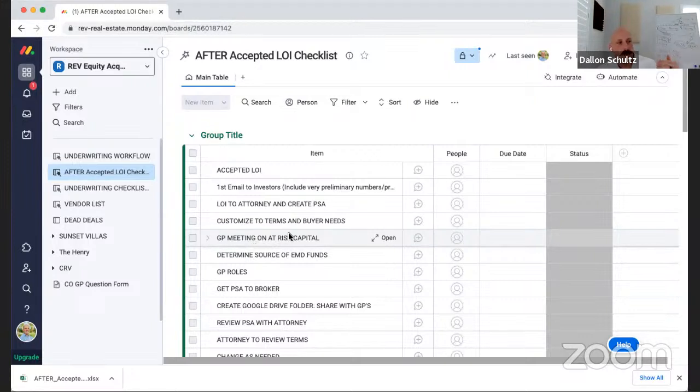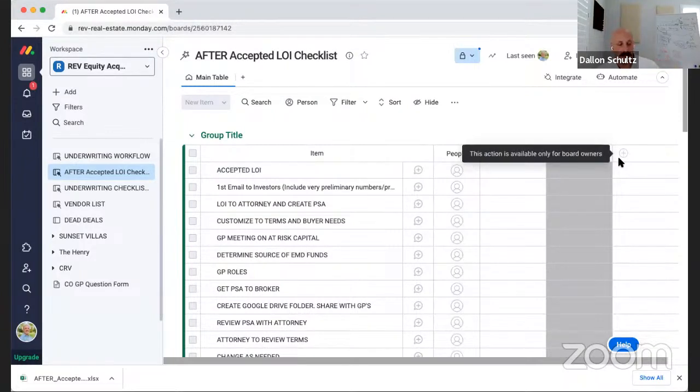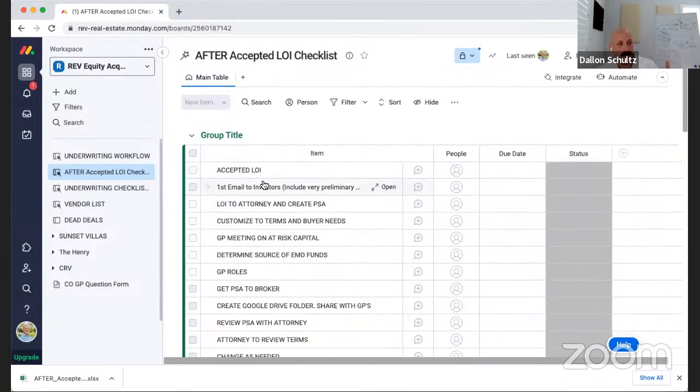So this is a checklist we put together that has, after the accepted LOI, what needs to happen. And so we have a due date and then a status, and we can toggle this if it's complete or working on it. So as you can see here, there's probably 30, 40 steps here just from when the LOI is accepted right here until you close. So these are things that need to happen over those 45 to 60 days.